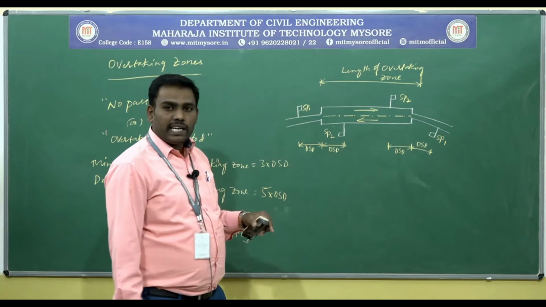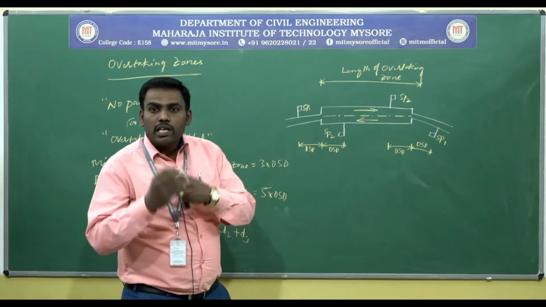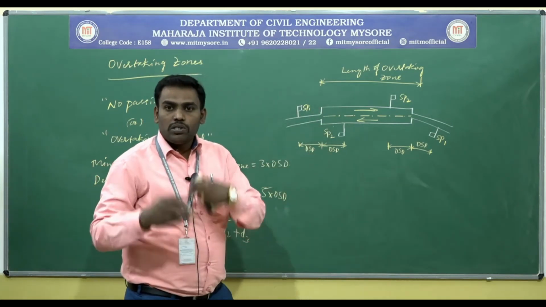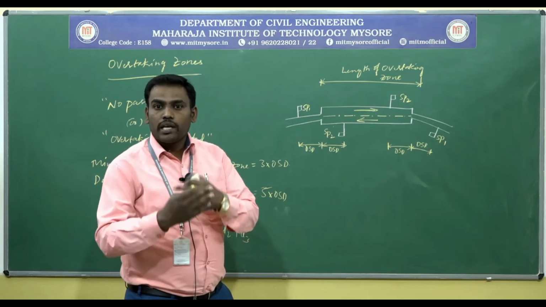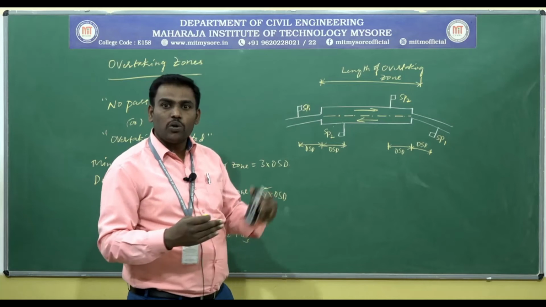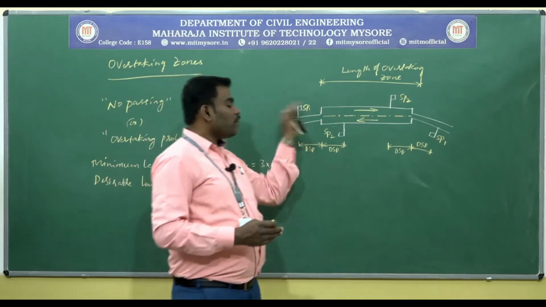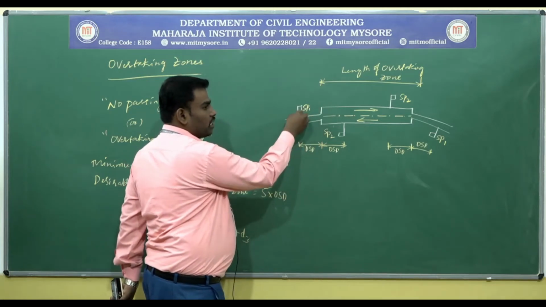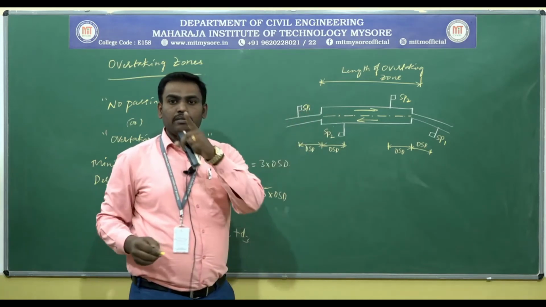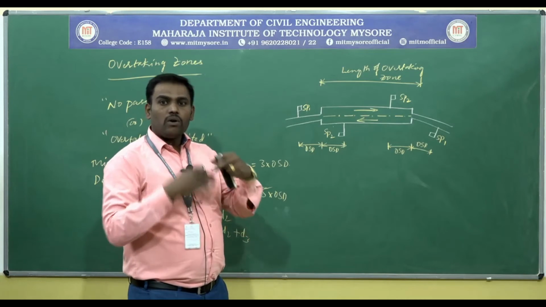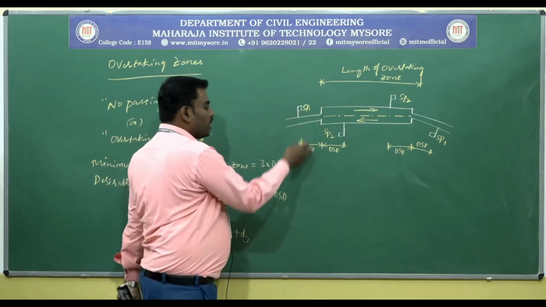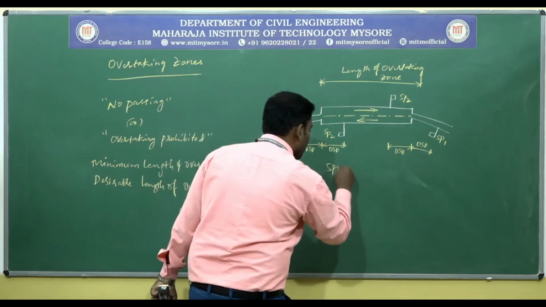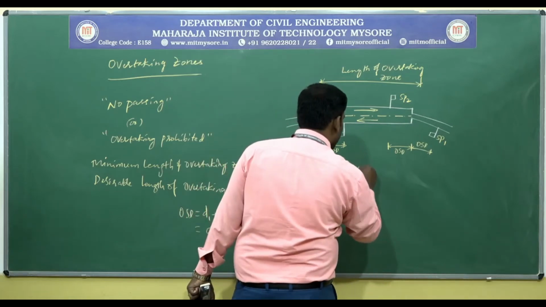SP1 indicates signpost number 1, which indicates overtaking zone ahead. Before the overtaking zone starts, they install the signpost that indicates overtaking zone ahead. At what distance do they install the signpost from the overtaking zone? About 1 times the overtaking sight distance. Before the overtaking zone starts, at a distance of 1 times the overtaking sight distance, they install signpost number 1, that is SP1, indicating overtaking zone ahead.